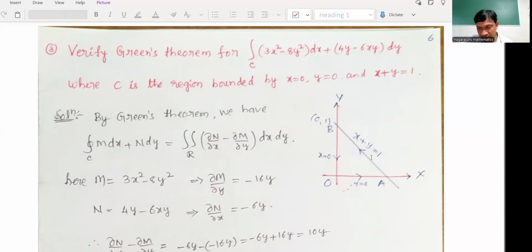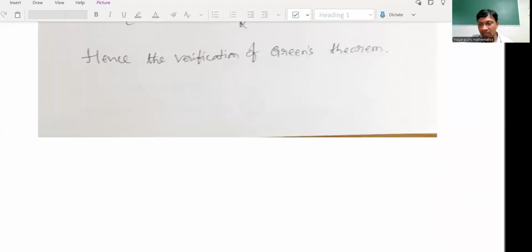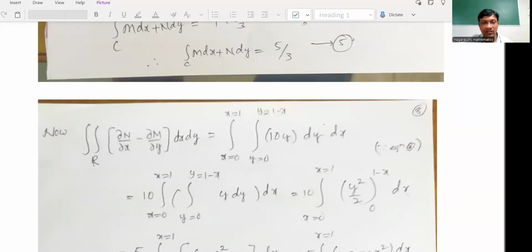This is the upper curve, so you can write y is equal to 1 minus x. For the double integral, already we found dou M by dou y and dou N by dou x also. From this condition, double integral over the region R of dou N by dou x minus dou M by dou y dx dy is equal to integral x is equal to 0 to 1, y is equal to 0 to 1 minus x, 10y. Previously we got minus 6y plus 16y, that is equal to 10y dy dx.